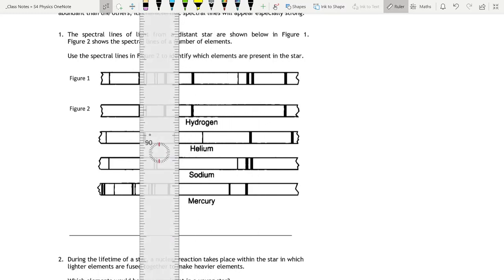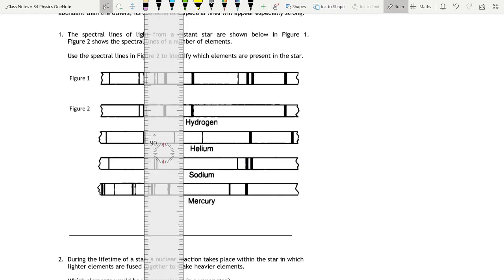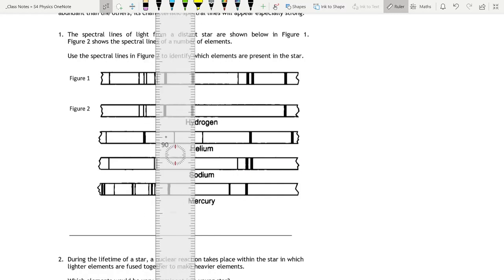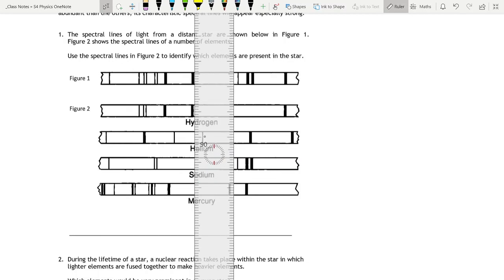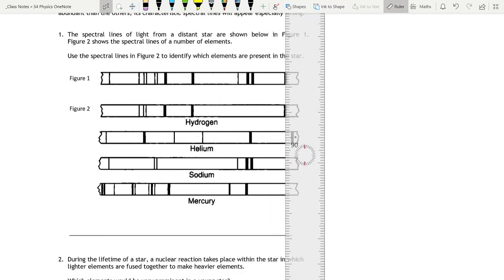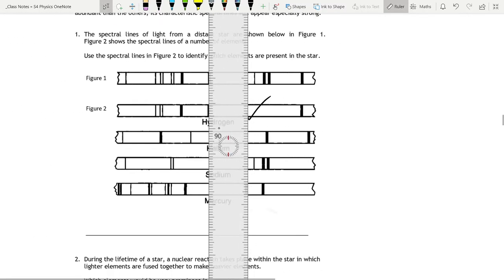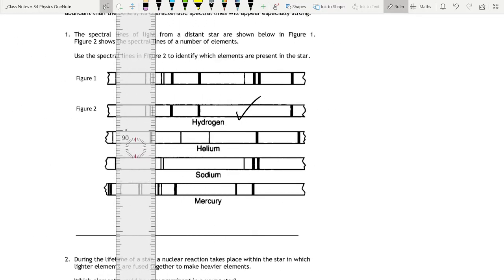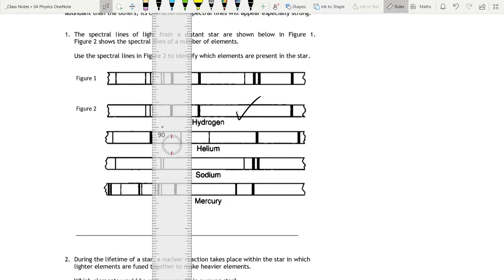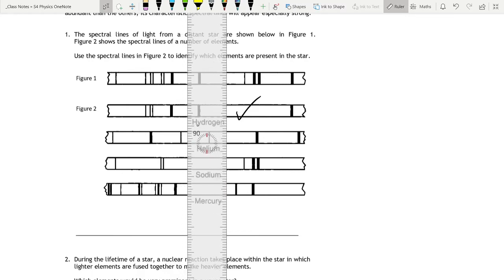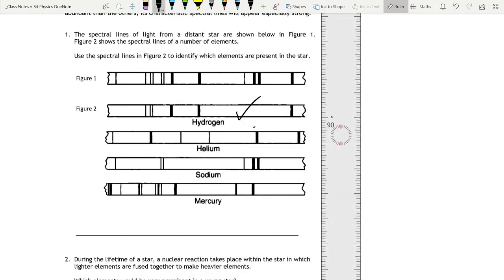So that line is in the top one. That line also is. This line is. This line is. And this line is. So hydrogen is in that spectrum. Let's check helium. Okay, so take our ruler. That line doesn't look like it matches. That big thick line isn't in there. That line isn't in it. So we're pretty sure helium is not in that spectrum.